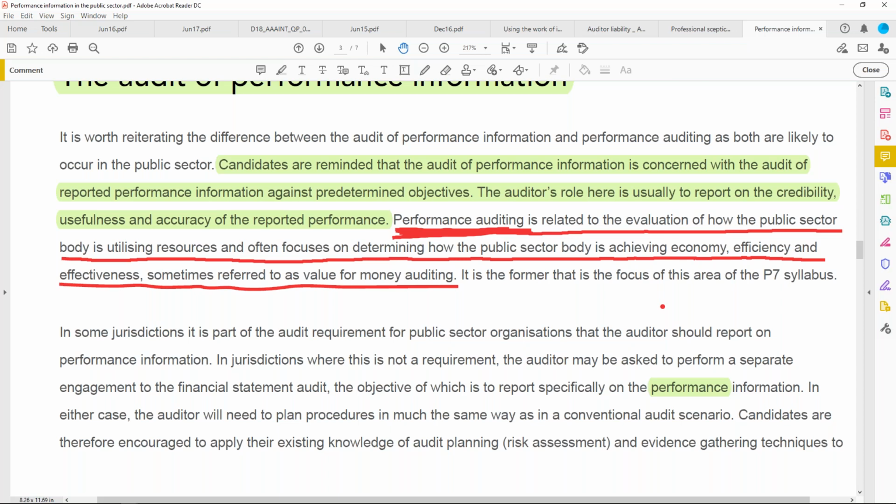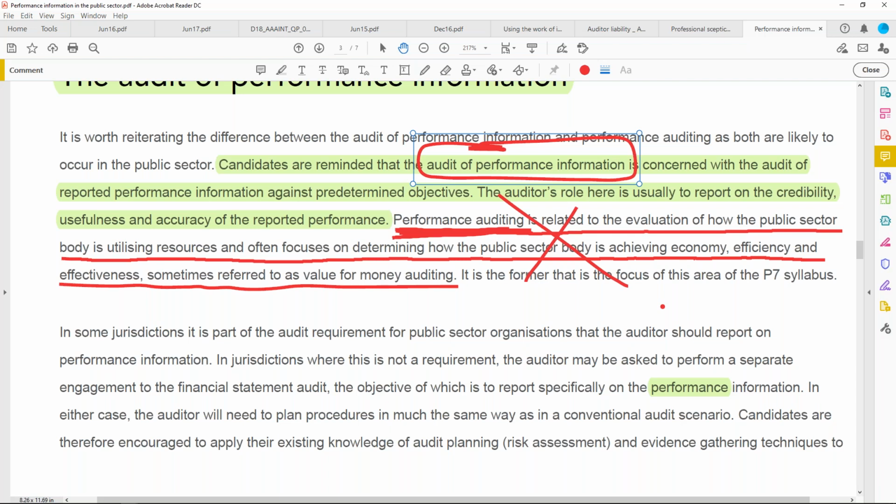So do you have performance audit in the syllabus? No. You only have audit of performance information in the syllabus, right? So do you have performance audit in the syllabus? A big cross, no. Do you have audit of performance information in the syllabus? Yes. Audit of performance information in the syllabus? Definitely. Because audit of performance information was the paragraph former. So the former paragraph is in the syllabus, right? Is that clear to everyone now?